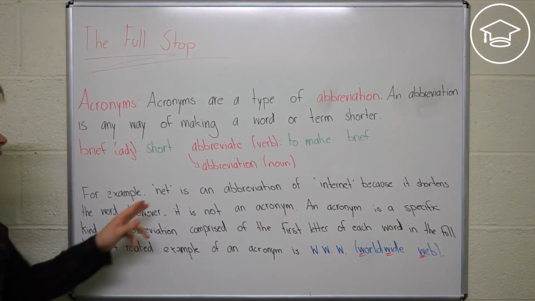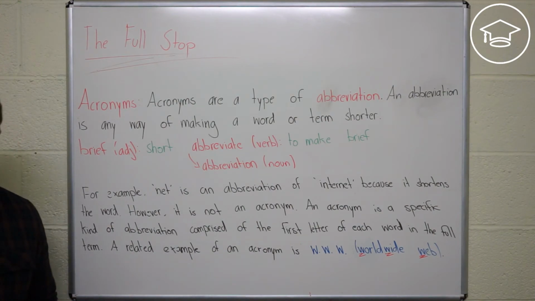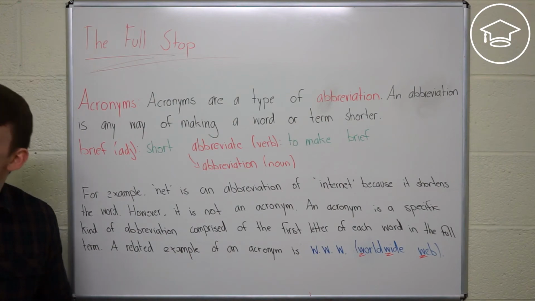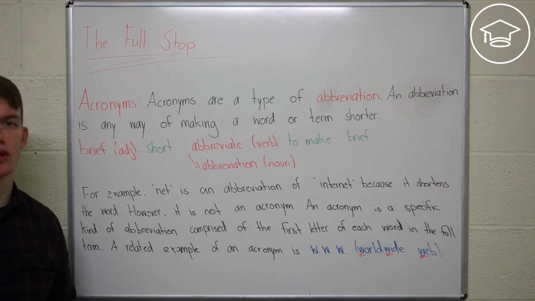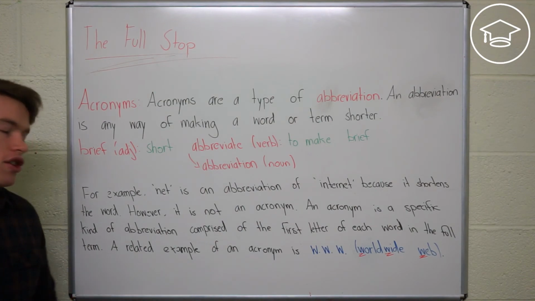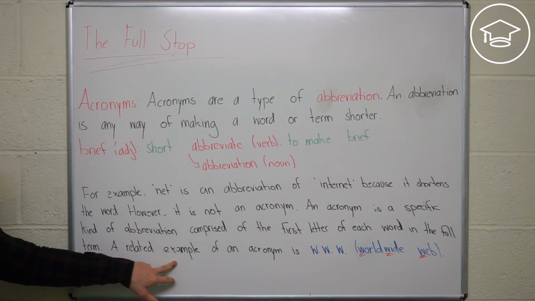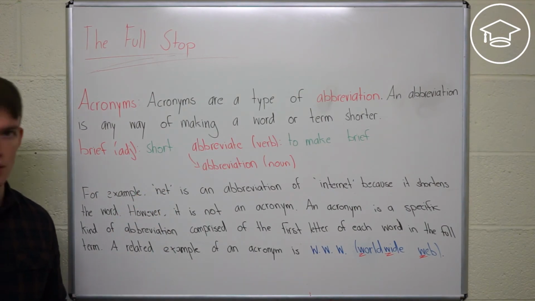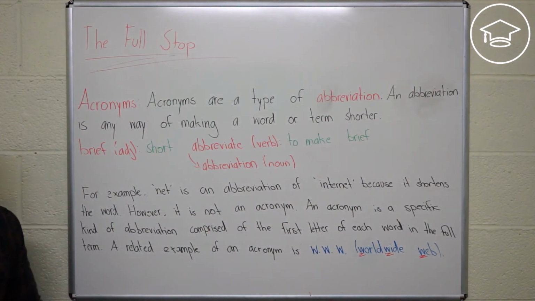Okay, for example, net is an abbreviation of internet because it shortens the word. However, it is not an acronym, because an acronym is a specific kind of abbreviation comprised, so made up of, consisting of, the first letter of each word in the full term. A related example, related to net, of an acronym is WWW, which is a way of shortening World Wide Web. And here we have the first letter of each word included in the term.